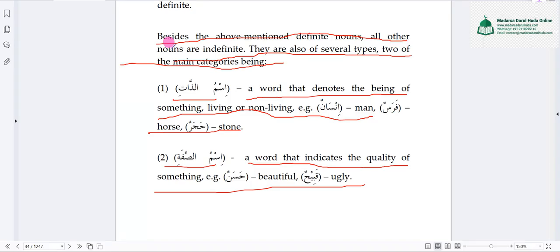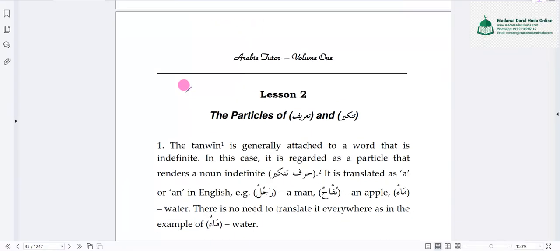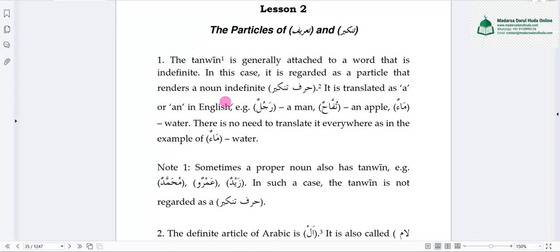So that is the definition of ism zat and ism sifat. They do not come under the category of marefa and nakera. They are based on the creation purpose: the word created to tell us about a place, person, animal, or thing is ism zat, and a word which tells us about the quality is ism sifat. Now let's come to the notes before going to lesson 2. I will be explaining a few things from my own end.